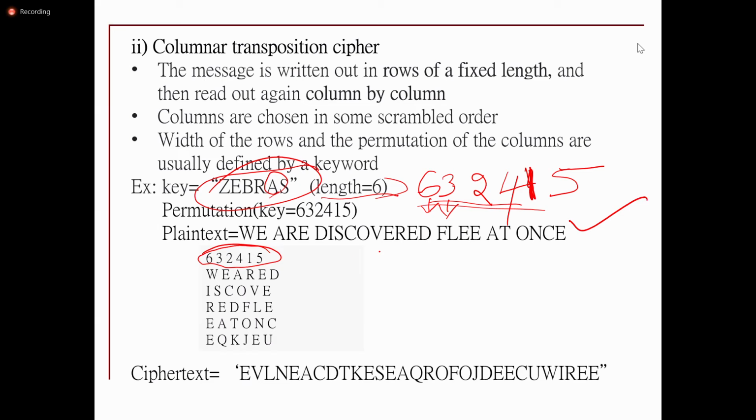Then, totally there are 6 letters in the key, so every row will get 6 letters. And finally, the last word is once. So it is over here.